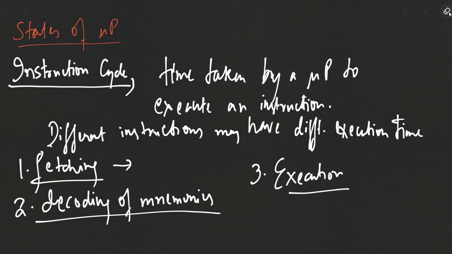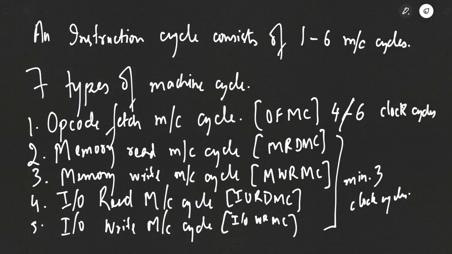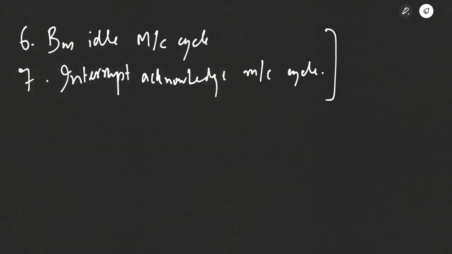So we have studied, first, the instruction cycle, and secondly, the machine cycle. The instruction cycle is the time taken by the microprocessor for completion of one instruction. The machine cycle is the time taken by the microprocessor for execution of one operation of an instruction cycle. An instruction cycle may consist of 1 to 6 machine cycles. Although there are 7 different types of machine cycles, at max an instruction will take only 6 machine cycles.